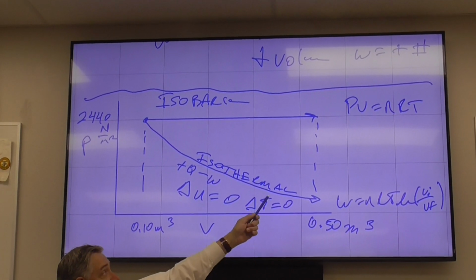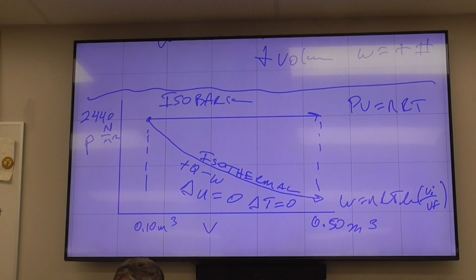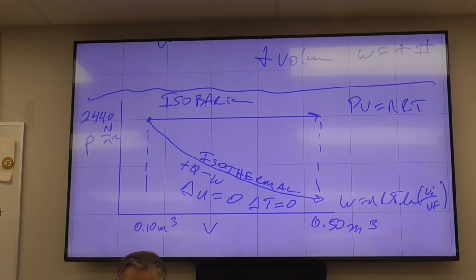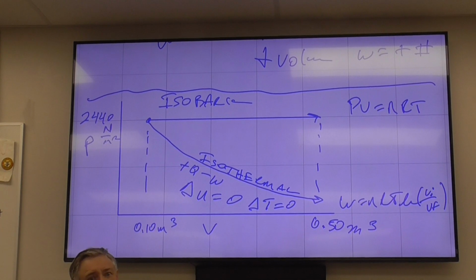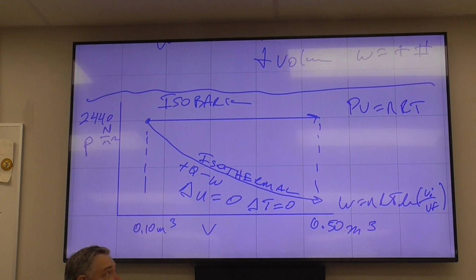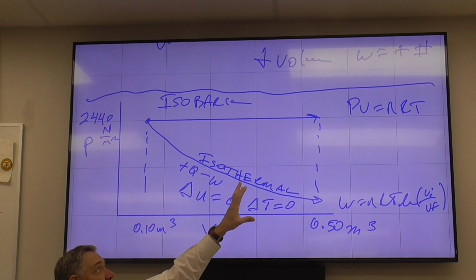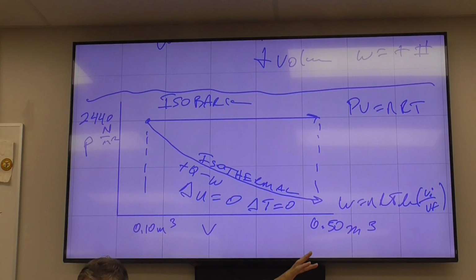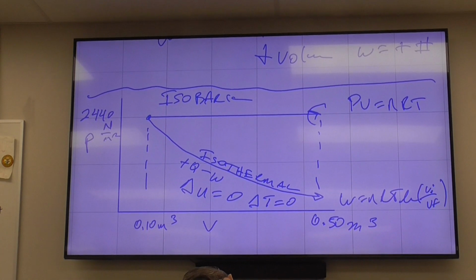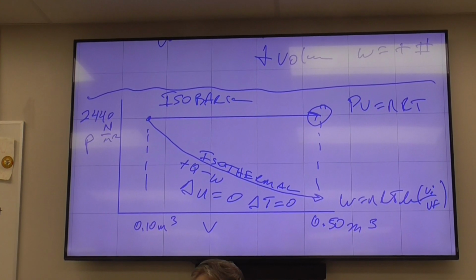So if the volume's going to get bigger, what has to happen to the temperature? It has to get bigger, because we're going to keep the same pressure and the volume is getting bigger. Now, we need to figure out what that new temperature is.